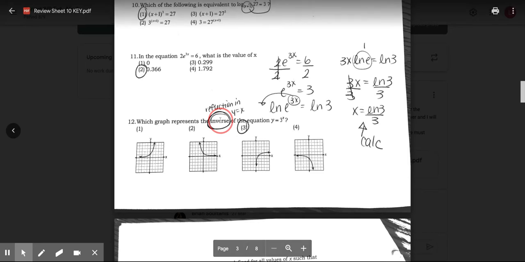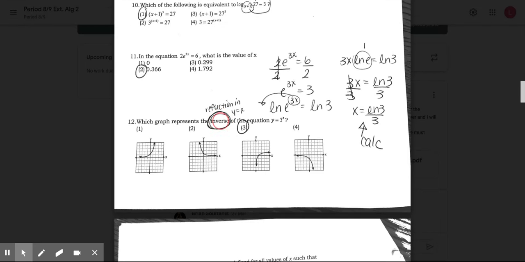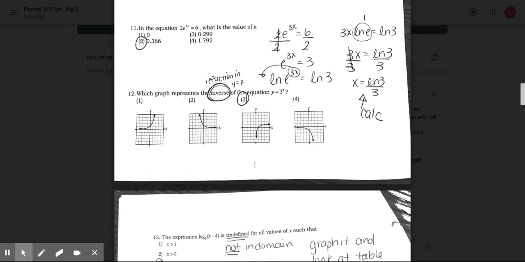Number 12, inverse. Read carefully, inverse. So you're looking for not the exponential, you're actually looking for the log. So log base 3, which is choice 3.